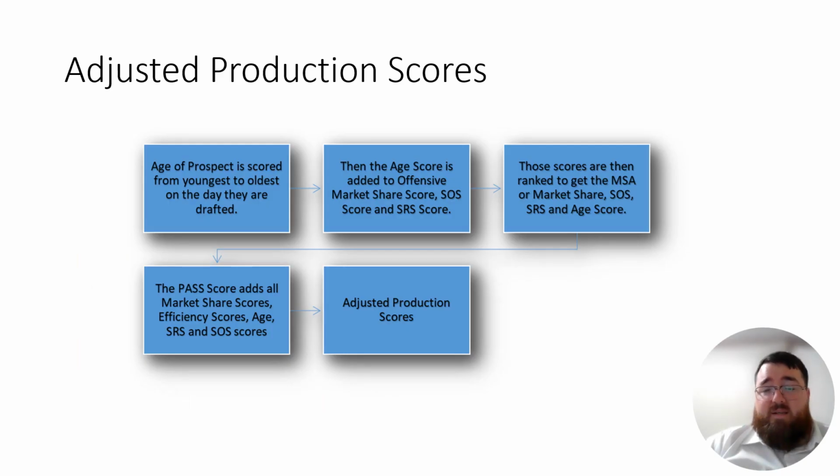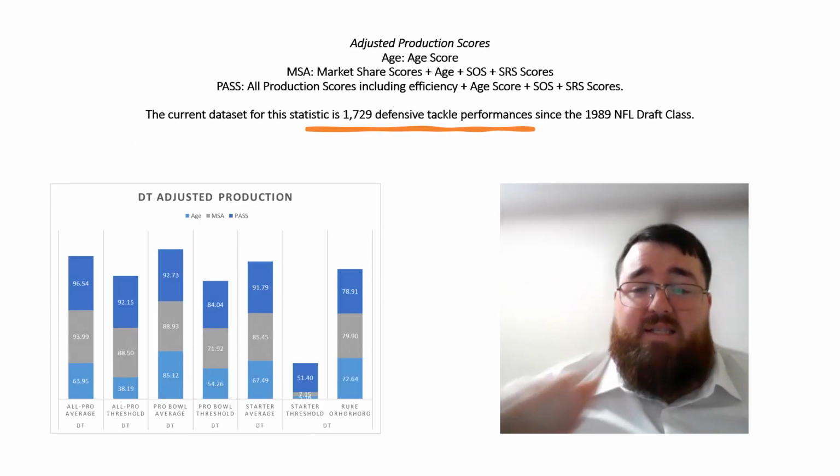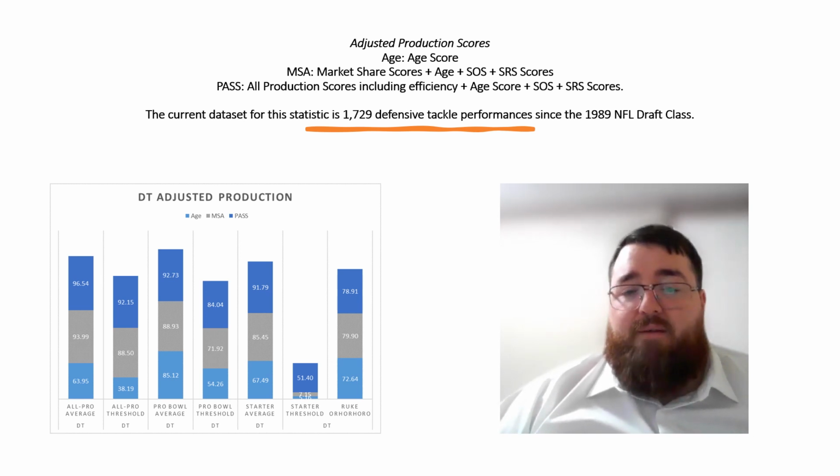Next up, we have adjusted production scores. Adjusted production takes a look at other factors such as strength of team, strength of schedule, and age. Because a lot of guys are going to go, yeah, his production wasn't that great, but he played at Clemson. This adjusts for that. It adjusts for the fact that he played at Clemson. And when you take a look at his data right here, he definitely is closer to the starter averages than the Pro Bowl averages or All-Pro averages at the position.